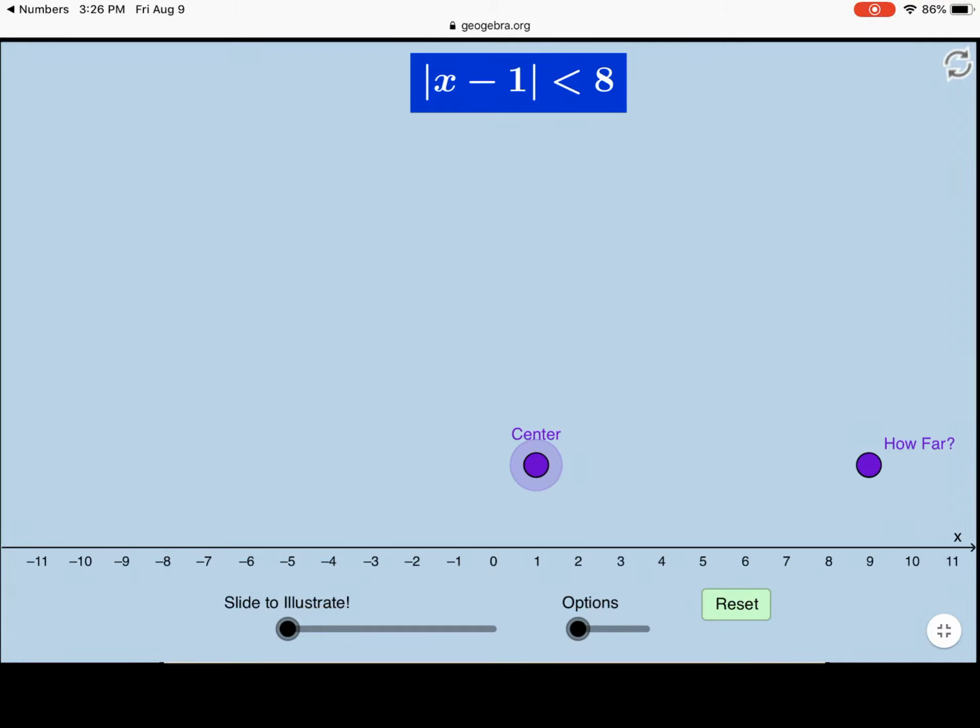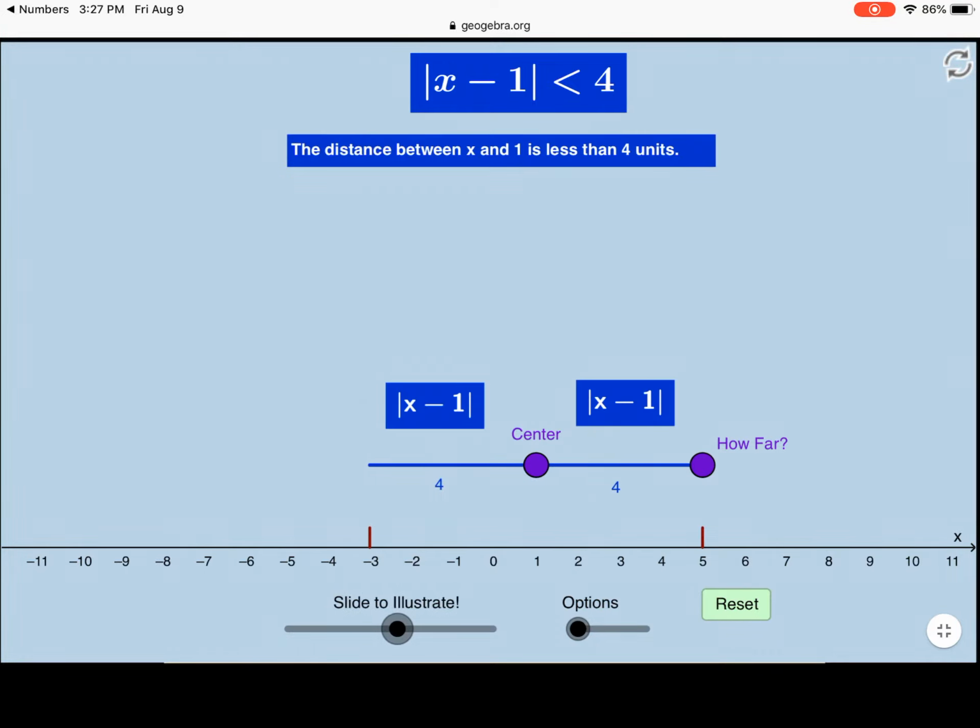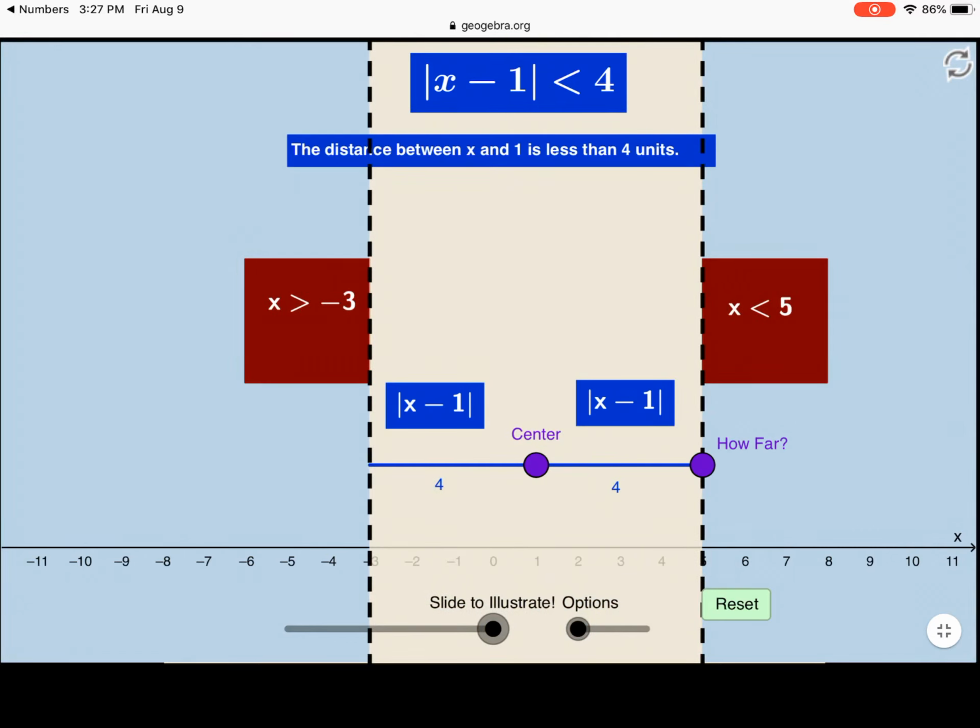I can also mess around with how far I want to be. Okay, let's just move that in a little bit. I want to be 4 units from the center. Notice how that matches the inequality there. Okay, slide to illustrate. From the center, go 4 units in both the positive and negative direction. And my solution will be any number between -3 and +5.